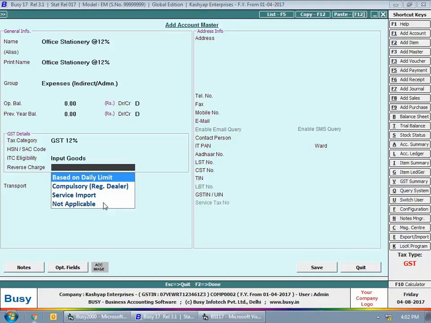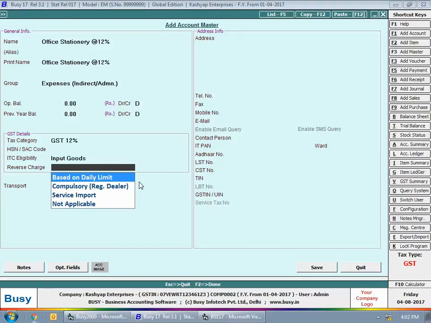Very important, as we are discussing this presentation about reverse charge only. In the reverse charge there are 4 options. First is based on daily limit, that is, whether the expense you make under this account head is liable for RCM will depend totally on the minimum daily limit. There is a limit of 5,000 rupees, and if your total consolidated expenses for a day exceed 5,000 rupees, only then do you need to pay RCM to the government. So the total of all the expenses made on a particular day will be calculated, and if they exceed 5,000 rupees, then only these expenses will be liable for RCM.